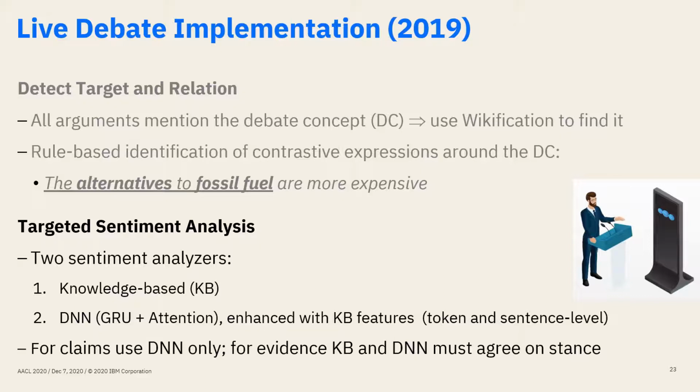The detection of the sentiment towards the target remained a challenging task. We used two sentiment analyzers, one based on our knowledge-based approach. The other is a neural net GRU with attention layer that was enhanced with token and sentence level knowledge-based features. For claims, we only used the deep neural network. For evidence, which are more complex, the knowledge-based and the DNN analyzers had to agree on the stance, otherwise we did not make a prediction.